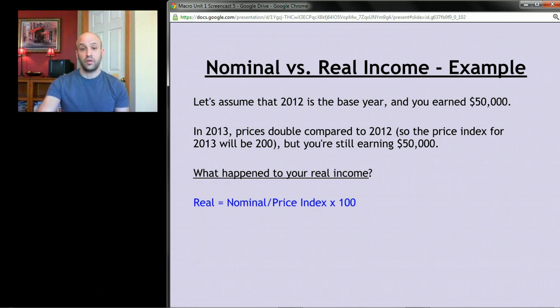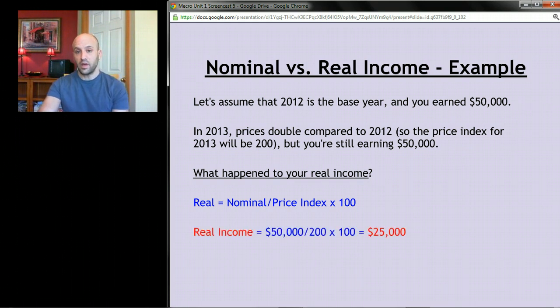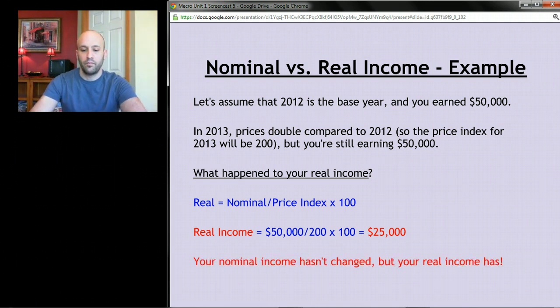Here's the formula again, to translate any nominal number into a real number. To get a real number, you take the nominal number, you divide it by the price index, and multiply that by 100. So your real income would be your nominal income of $50,000 divided by the price index, which is 200, times 100, which would give us $25,000. If prices double, that's essentially the same thing as if prices hadn't changed, but your income got cut in half. Inflation makes real incomes drop.